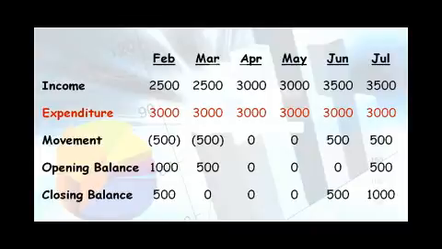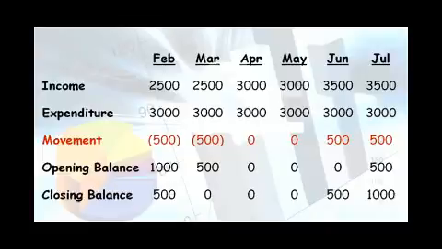The second line is money expected to flow out of the business. As with income, it's usual to have separate lines for different types of expenditure. For instance, wages, raw materials, insurance, capital expenditure, etc. But as before, I've just included the total expenditure line in my example.